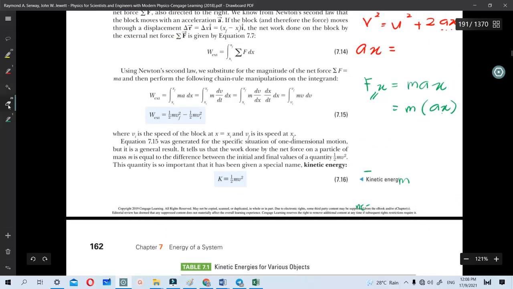Generally, you will find that work can be calculated by using this 7.15, that the change in the kinetic energy is equivalent to the work external. Now, a bit confused here in terms of the external. Don't worry so much. The external is actually referring to the force applied. So this is the change in the kinetic energy. So usually referring to the applied forces.